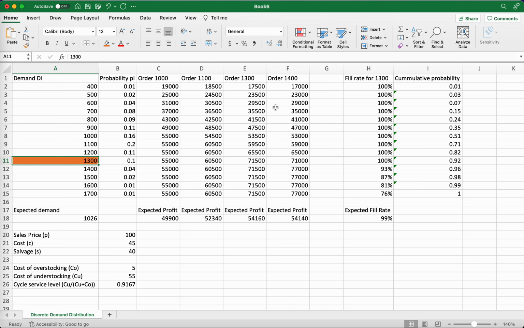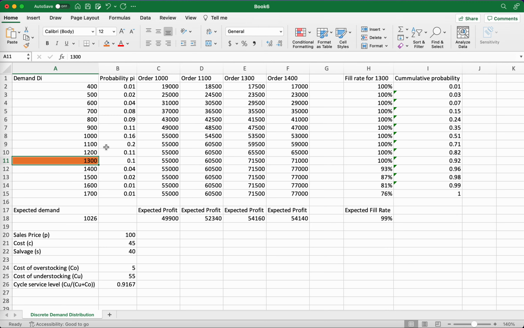You don't have to go through all of these calculations where you do them one by one. Instead, you calculate the cycle service level, then you look up the cumulative probability values and find the first time the cumulative probability becomes bigger than this, and that gives you the optimal order quantity. So that's the idea behind how you calculate the optimal order quantity for a discrete distribution, right? So optimal order quantity is 1300, fill rate is 99%, the expected profit for this scenario is 54,160, and that's basically it.